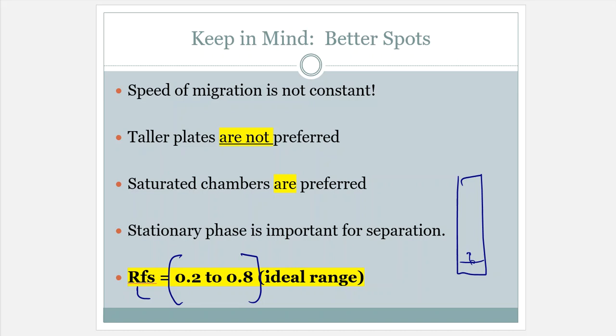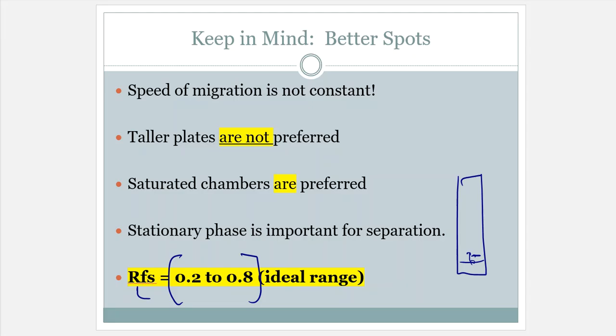So 0 means it did not move. 0.1 means it barely moved. 0.2, okay, it's moved a little bit further away. We can kind of say, yeah, separation from the origin. We're okay with that. Not a problem. It cannot be 1. The reason it can't be 1 is because that means the spot distance has to perfectly match the mobile phase distance.